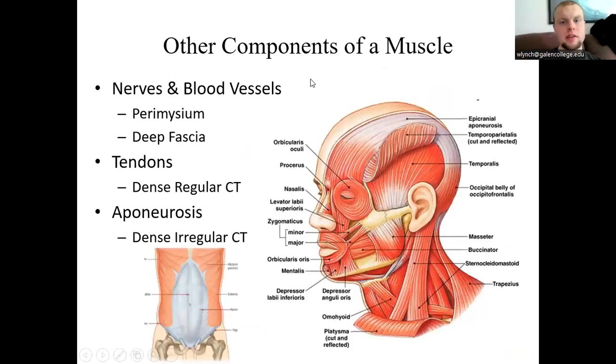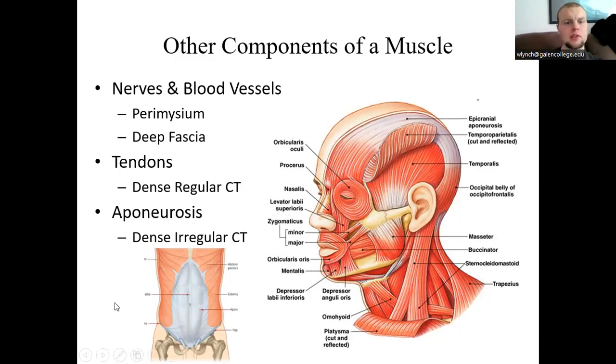It's going to be heavily innervated, so we're going to have a lot of blood flow. We mainly see nerves and blood vessels flowing through the perimysium and the deep fascia of the muscle tissue. Each muscle is attached to something else by a tendon. So tendons are going to attach muscles to bones. Ligaments attach bones to bones. The tendons are going to be dense regular connective tissue.